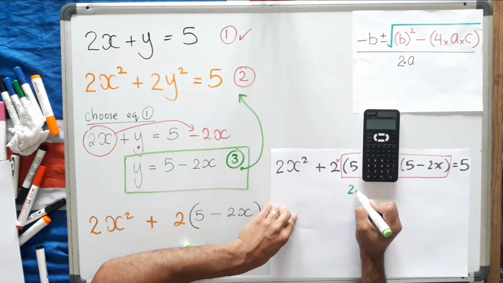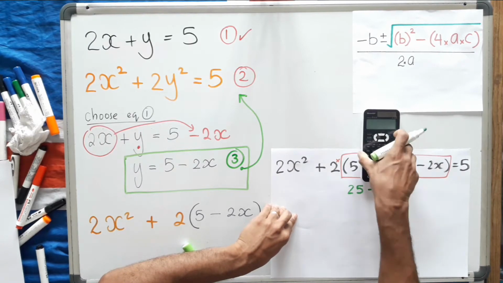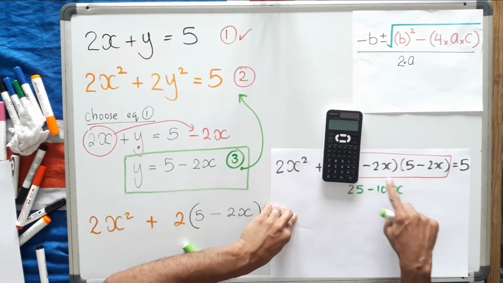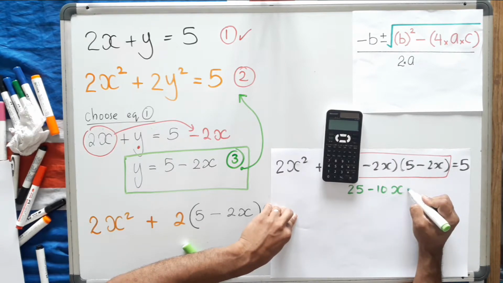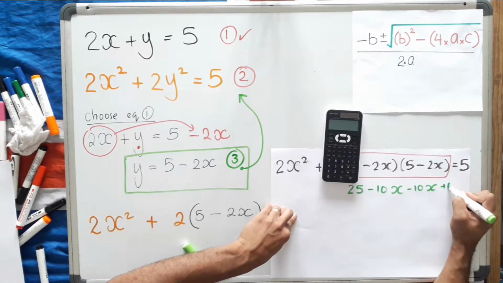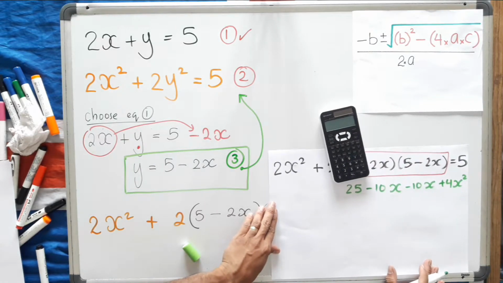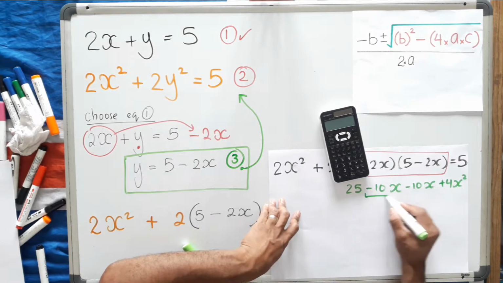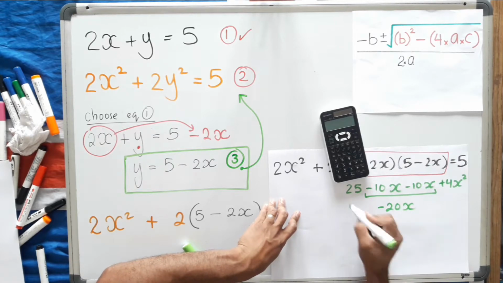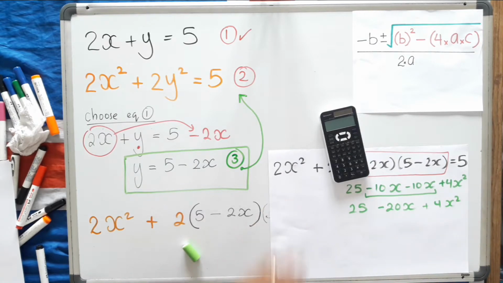5 by 5 is 25. 5 by minus 2x is minus 10x. Block him now. Multiply everyone here by minus 2x. Minus 2x by 5 is minus 10x. And minus 2x by a minus 2x is positive 4x squared. Okay? Right. Let's simplify the middle here. Minus 10x minus 10x is minus 20x. Don't forget to put down the 25 here, and don't forget to put back the 4x squared here.